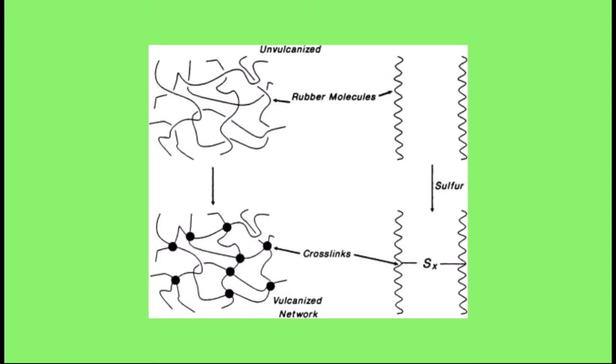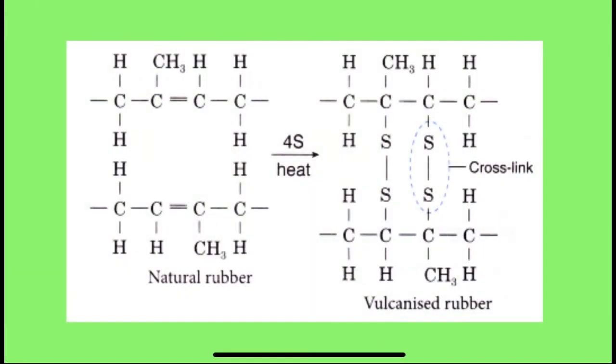Crosslinks are the formation of covalent bonds which hold portions of several polymer chains together. Crosslinking binds multiple polymer chains together to form networks. The number of sulfur atoms in the crosslinks is usually 1 to 4.